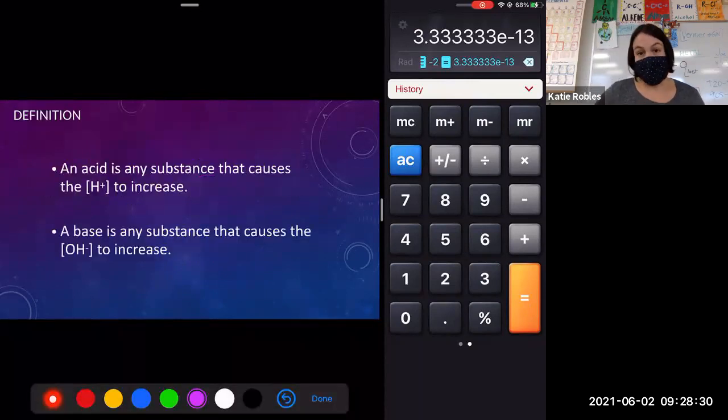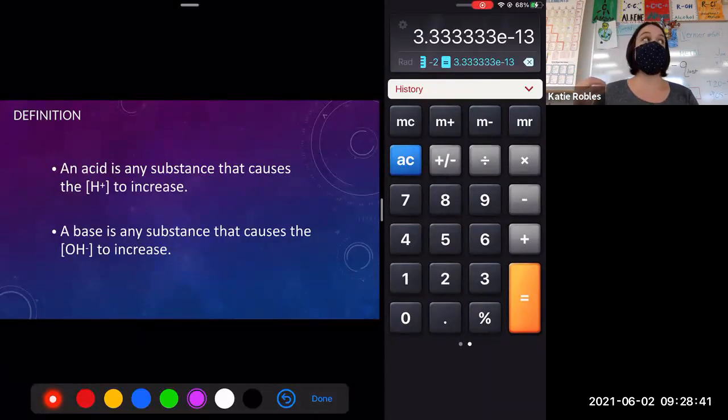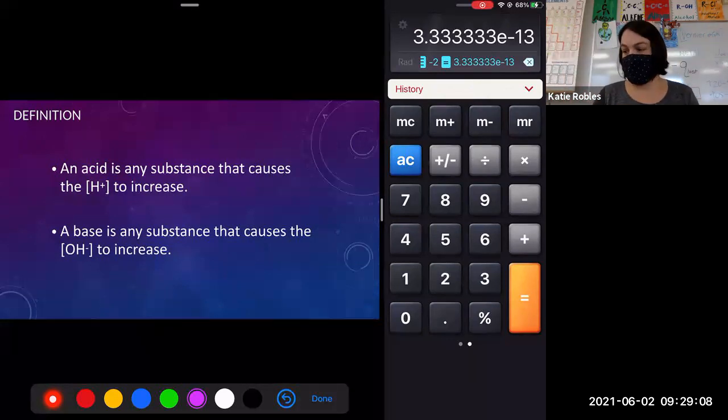Okay, so our definition that we like to use is an acid is any substance that causes the H plus ion concentration to increase. And then a base is the opposite of that. A base is any substance that causes the OH minus concentration to increase. Acids, think hydrogen ions. Bases, think hydroxide ions. They are opposite of each other. Acids and bases, all of their math and everything is going to be the opposite.